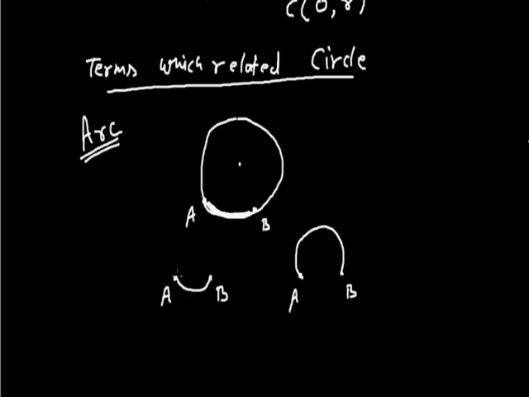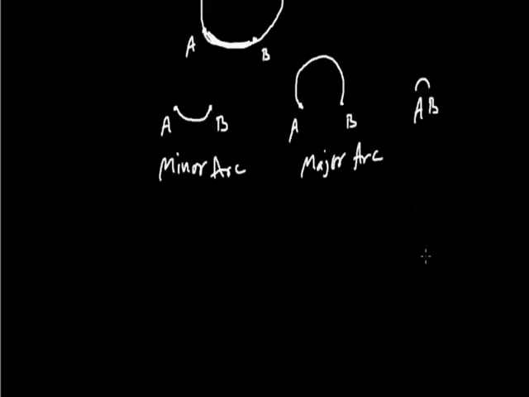But its length is less than the semicircle, so it is called the minor arc. The length of this arc is greater than the length of the semicircle, so it is called the major arc. The arc is represented by AB with a curve over it, arc AB. So in this way we can define the arc.